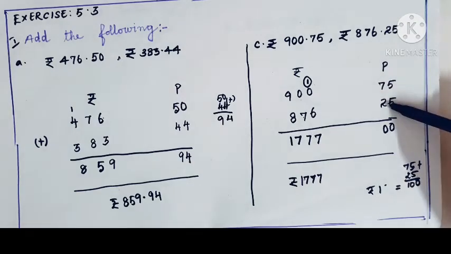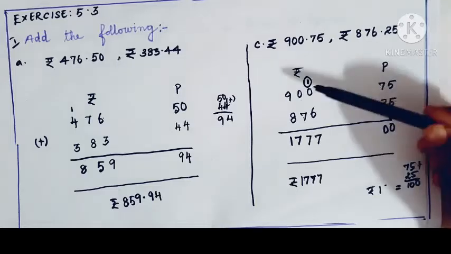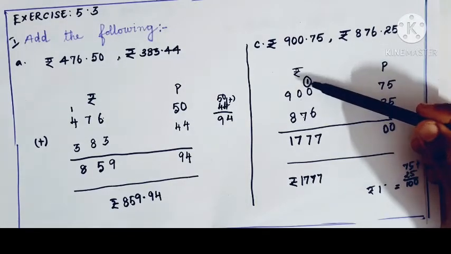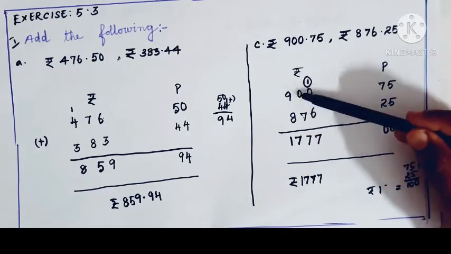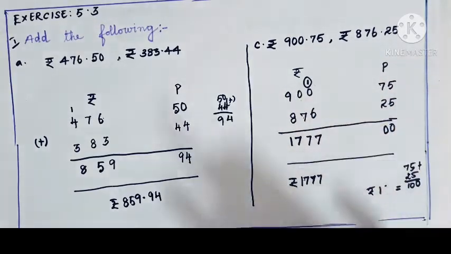Once again I repeat. When you add 75 plus 25, you get 100 pies. That 100 pies will become 1 rupee, and the 1 rupee I put in the rupee column. 1 plus 6 is 7. 0 plus 7 is 7. 9 plus 8 is 17. So you can write it as such.